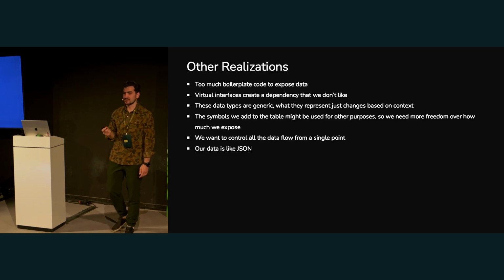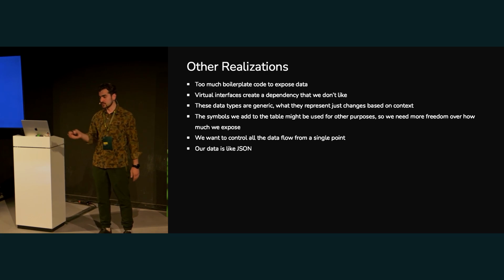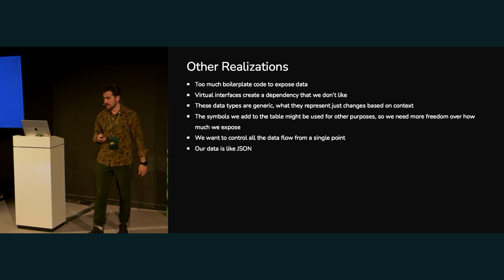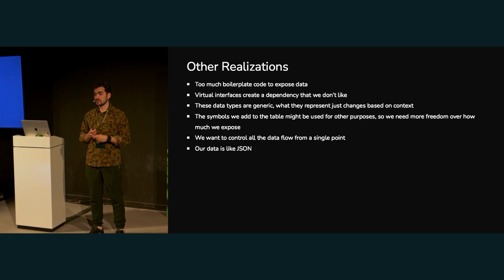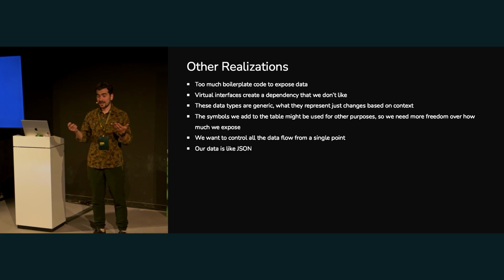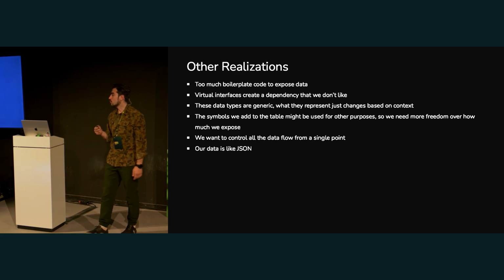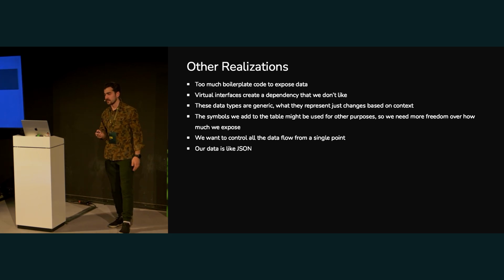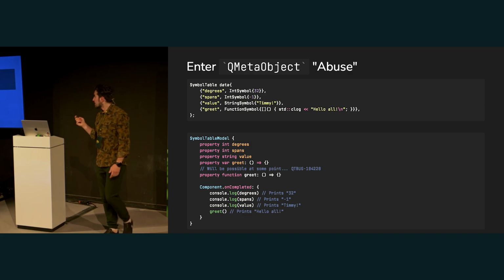The other realizations, which also helped us to get to a new solution, were that our data, like I showed before, is JSON-like. We have really a structured document that contains a bunch of things. And too much boilerplate code is needed whenever we wanted to expose things. We didn't want that. Virtual interfaces create, again, the dependencies that we don't want. These data types are generics that we can do a lot with because we're not dealing with too many custom things. And we want control over the way that the data flows. Again, going back to the whole being able to run Alias as a shell and then letting everything else happen in the background. So let's revisit.